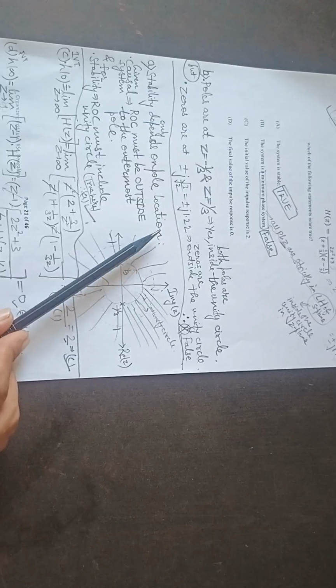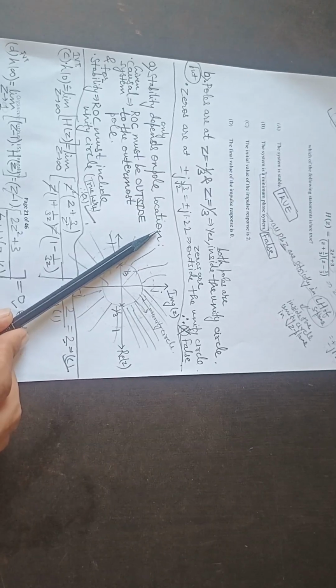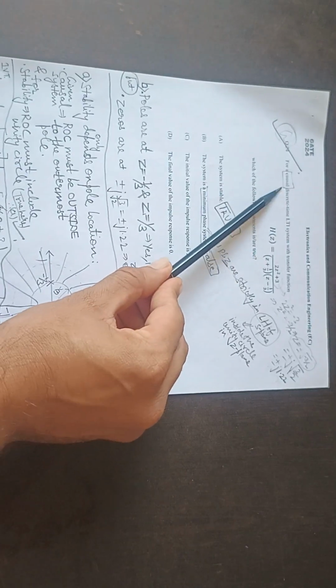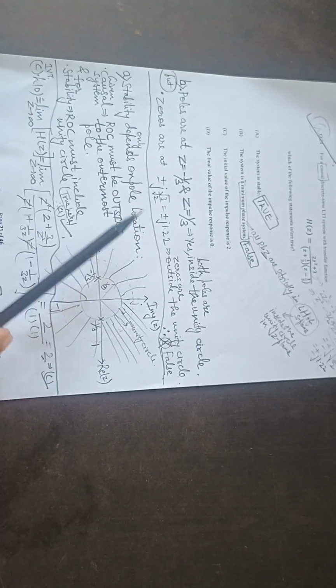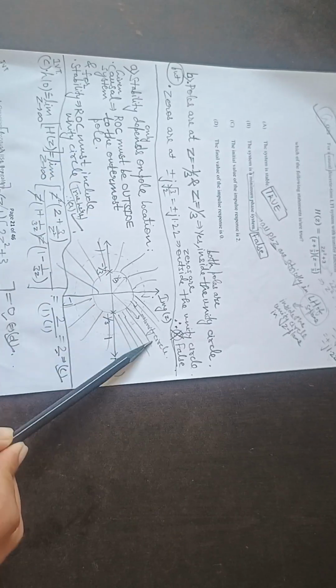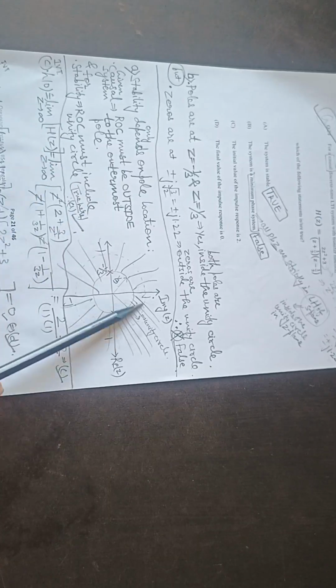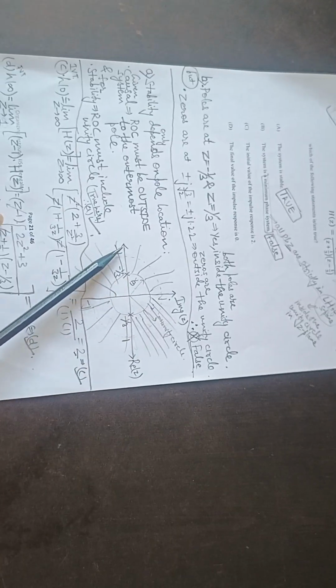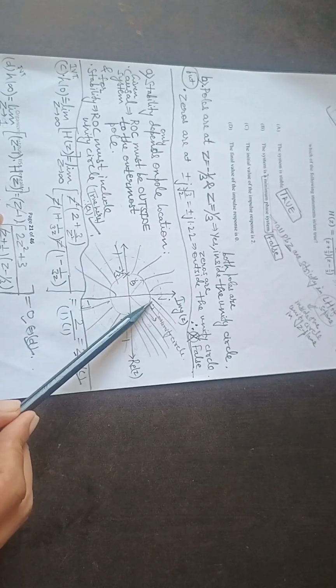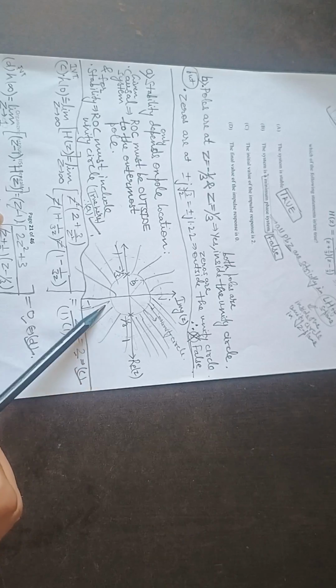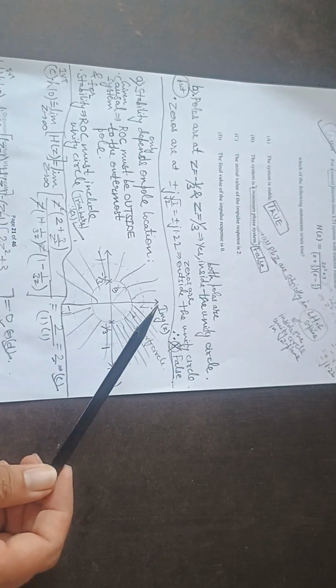Stability. So stability, we know that it depends only on pole location, and it is given that the system is LTI and causal. So for a causal system, the ROC must be outside the outermost pole. Okay, so these are the two poles. So the ROC is outside the outermost pole, and for stability, the ROC must include the unity circle. So this is the unity circle: 1, j, minus 1 and minus j. So clearly the ROC is including the unity circle, so the system is stable.